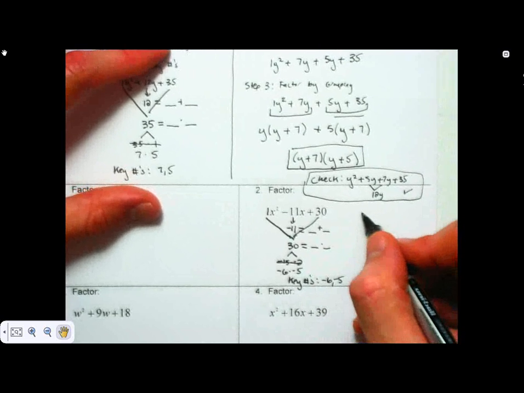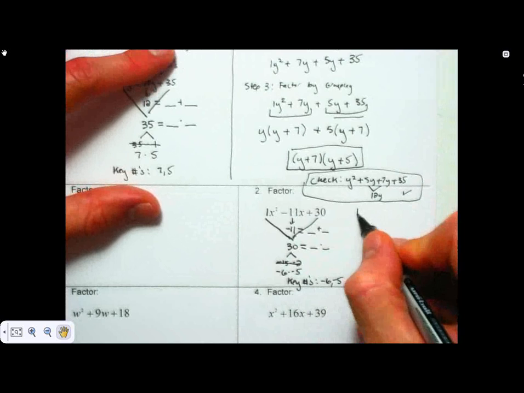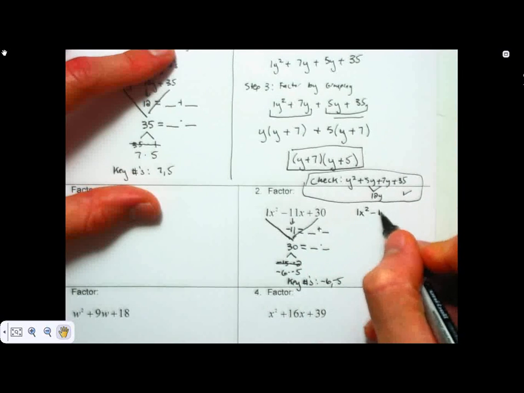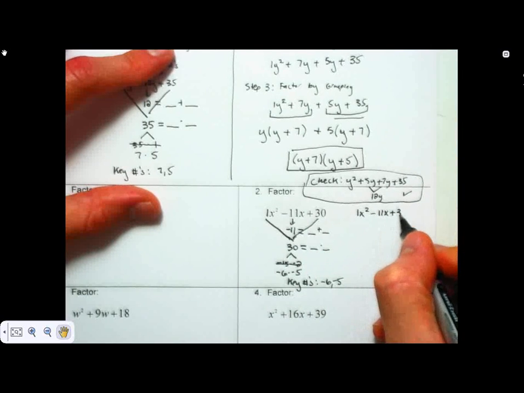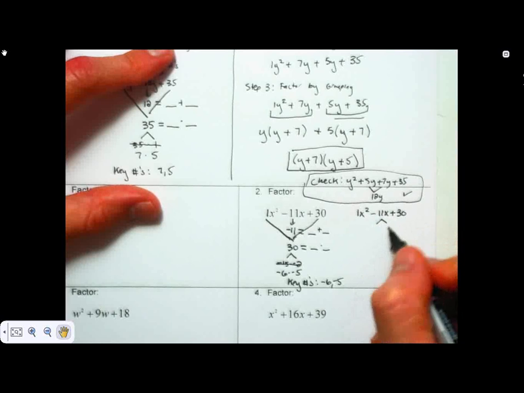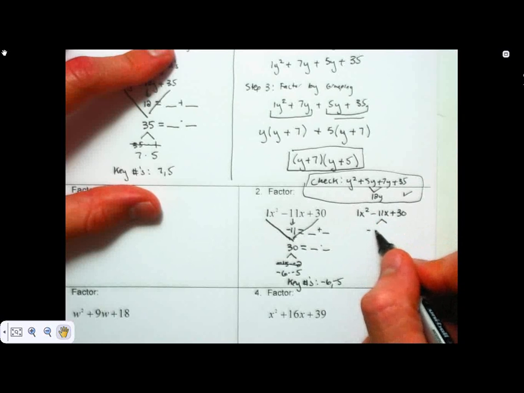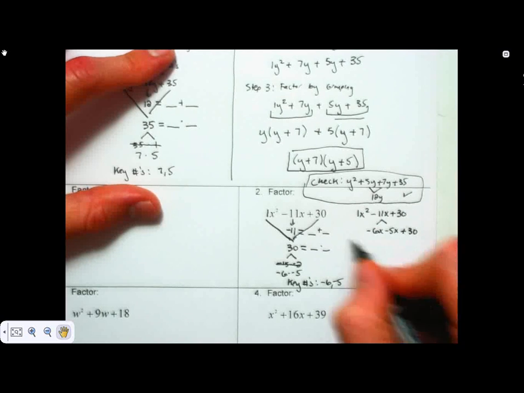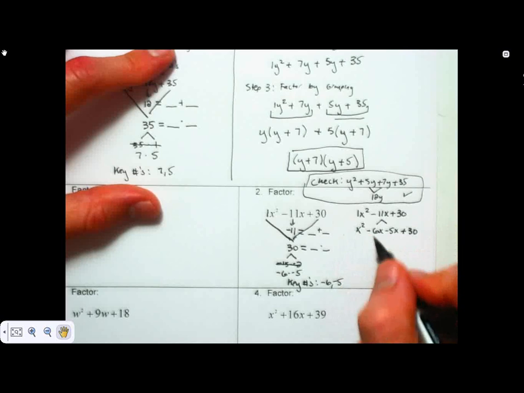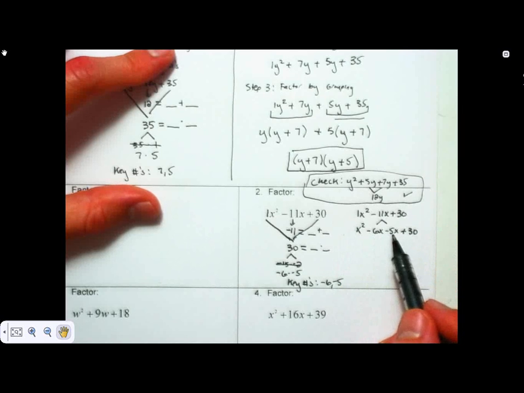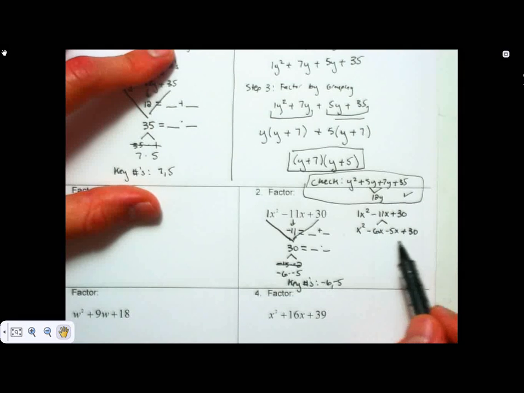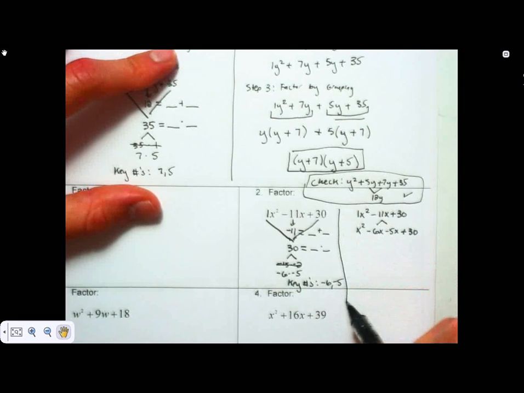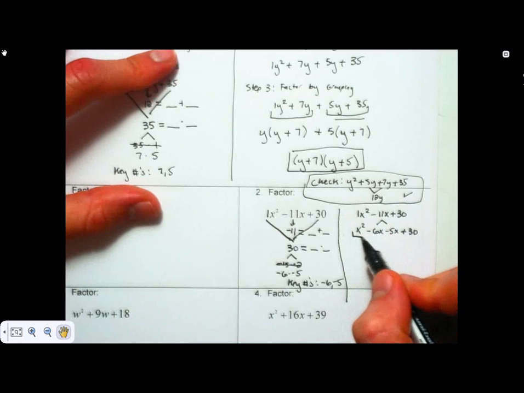So what that tells me is that I can rewrite my original expression, and instead of writing negative 11x, I'm going to write it as negative 6x minus 5x. Okay, and let's be careful because we've got to make sure we haven't changed anything. So negative 6x minus 5x is still negative 11x, so we haven't changed anything. And now I'm going to factor by grouping.